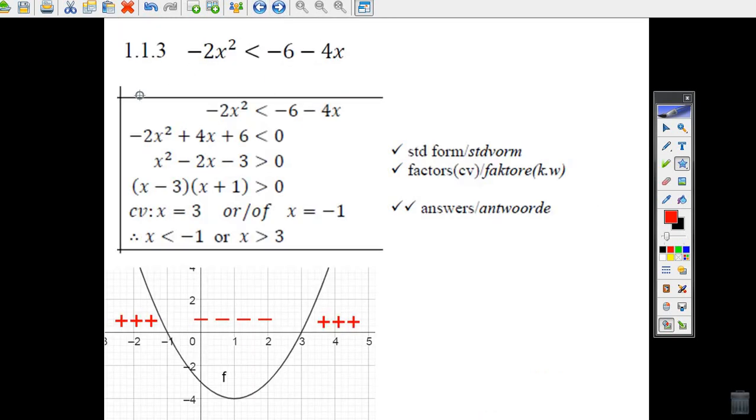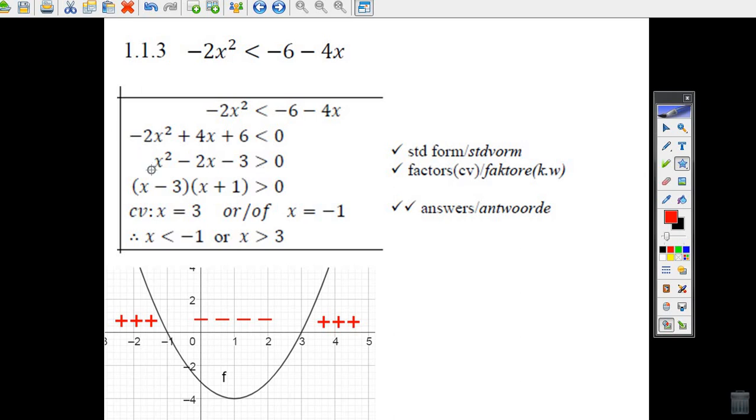Okay, let's try this one. This is the one that some people get mixed up with. Now what they did is they moved everything. They added 6 and they added 4x to both sides. And then they divided everything by negative 2. But they changed the direction of the arrow. When you divide by a negative, you change the direction of the inequality.